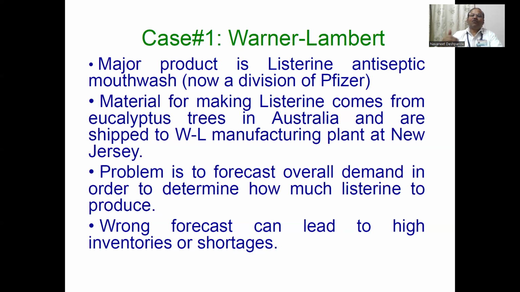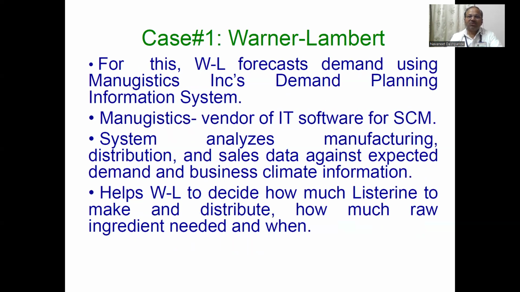The challenge faced by Warner Lambert was that most of the retailers and wholesalers were reaching an imaginary figure, a wrong forecast that led to either high inventory at some times or shortages at other times. So Warner Lambert demanded accurate forecasting, and it was possible because of Menu Logistics Incorporation.